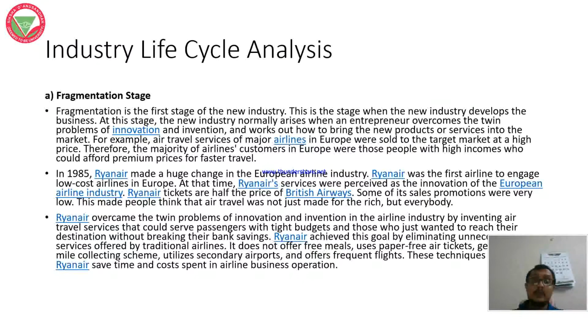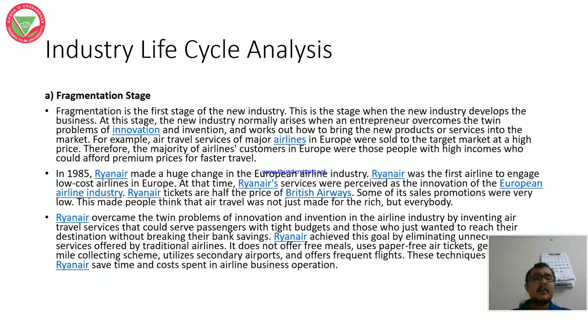Again, I am saying, innovation and invention. So what they did: Ryanair tickets were half the price of British Airways. British Airways was another, premium airline which offered its services for a higher price, and Ryanair was offering its tickets at half the price. Its sales promotion costs were very low. This made people think that air travel was not just made for the rich but for everyone. No-frills airline. In the same way in India, Deccan Airways changed the concept of low fare air travel.